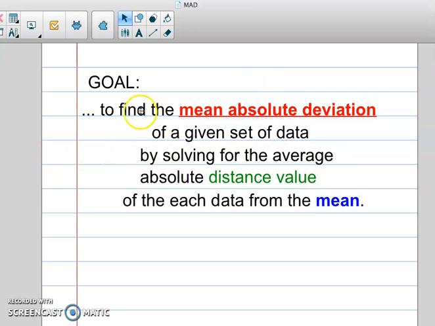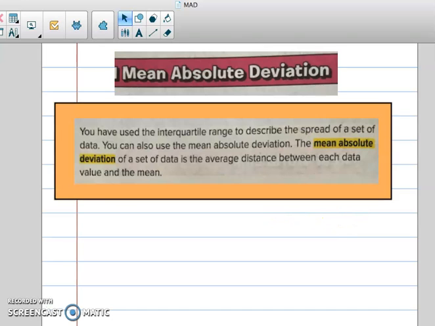Our goal for today is to find the mean absolute deviation of a given set of data by solving for the average absolute distance value of each data from the mean, or from the average. We'll get an example for that later on. So the mean absolute deviation of a set of data is the average distance between each data value and the mean. So how far is it from the mean? Like its average from the mean.